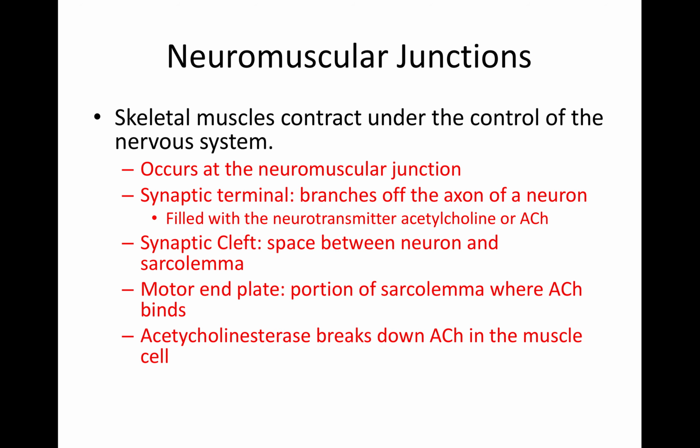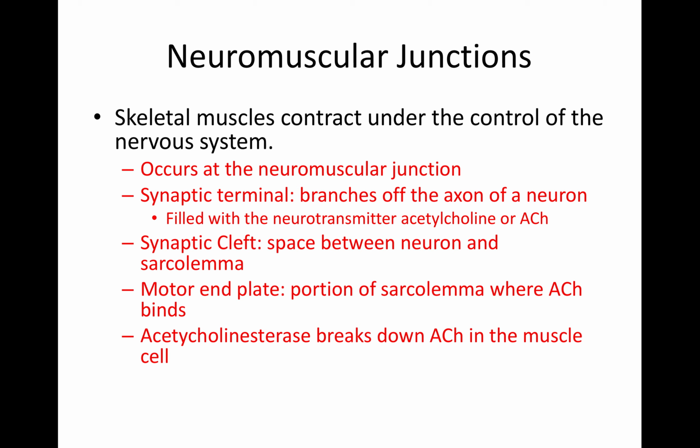So where our neurons meet our muscle cells, we call that a neuromuscular junction. And remember, our nervous system, our brain, has to tell our muscles to contract. At the end of our neurons, there are synaptic terminals. Synaptic terminals are filled with acetylcholine, our neurotransmitter, which can be released from them. The space between our neuron and the muscle cell is a synaptic cleft. So acetylcholine gets released from the synaptic terminal and travels across the synaptic cleft into the muscle cell.